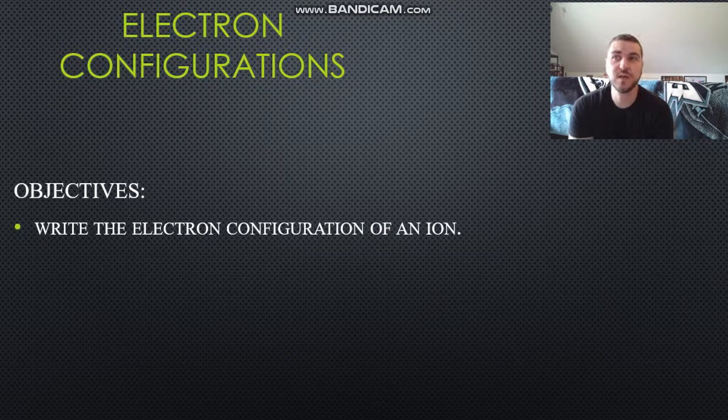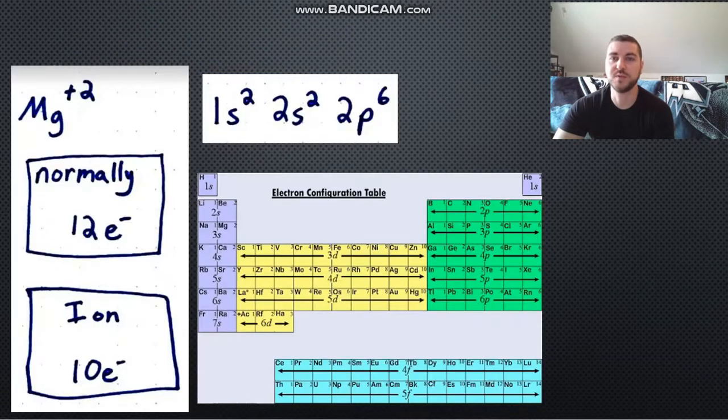Okay, so this video is just going to cover how to write the electron configuration of an ion. If you don't understand how to write the electron configurations of an atom, you'll want to go back and watch my video on that, because this is going to be a pretty short video. So what are the differences between the electron configurations of atoms and the electron configurations of ions? Let's take a look at just a couple examples here.